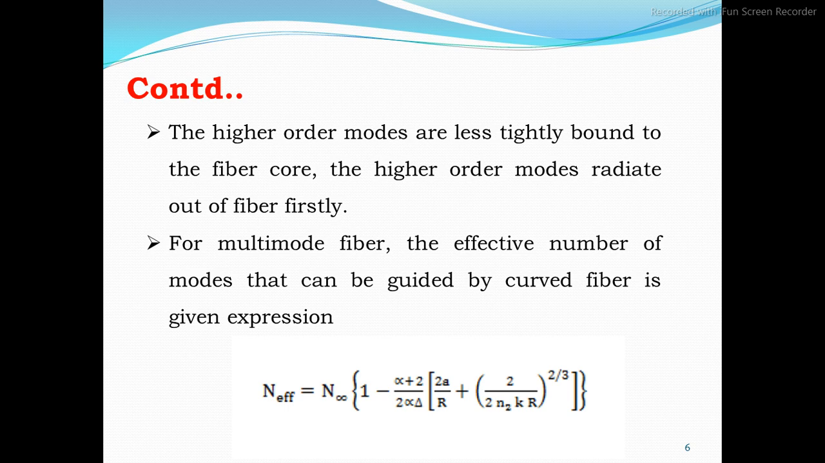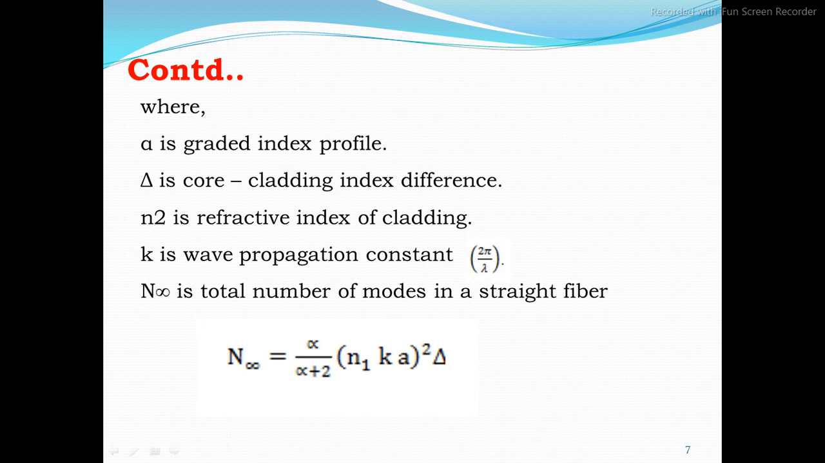N effective is equal to N tends to infinity of 1 minus (alpha plus 2) by 2 alpha delta of (2a by R plus 3 by 2 n2 k R) whole to the power of 2 by 3, where R indicates the radius of the curvature. Similarly, alpha indicates the graded index profile.